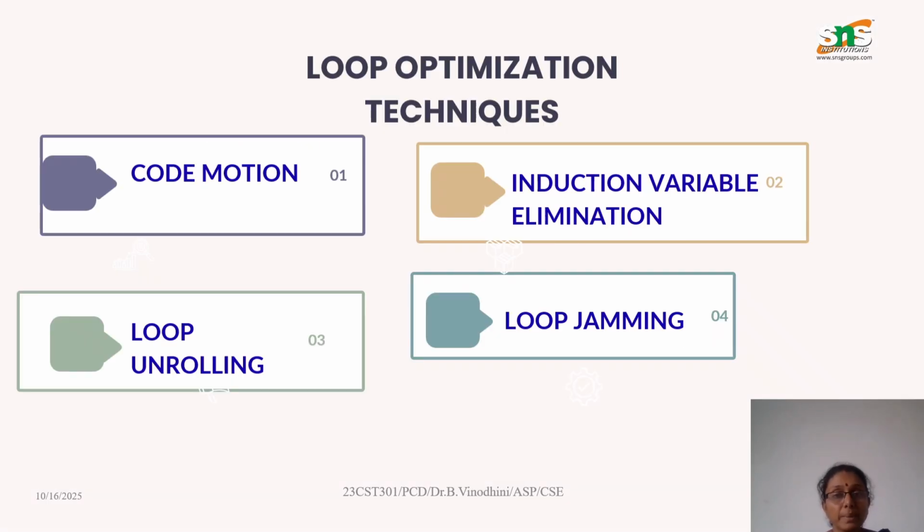In loop optimization, we have a set of techniques. The techniques are code motion, loop unrolling, loop jamming, and induction variable elimination. Now we will see all the techniques one by one with an example.